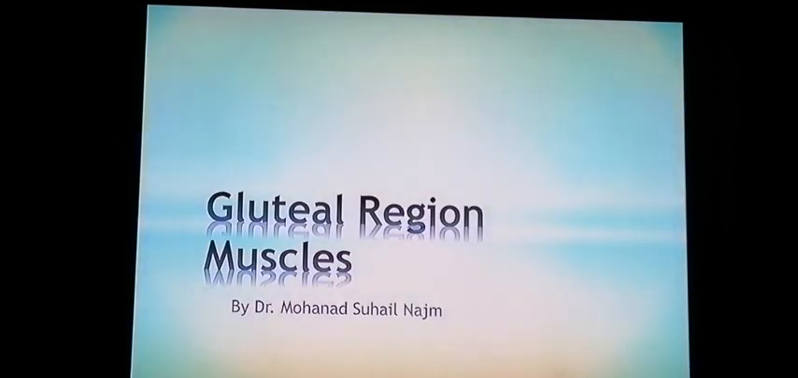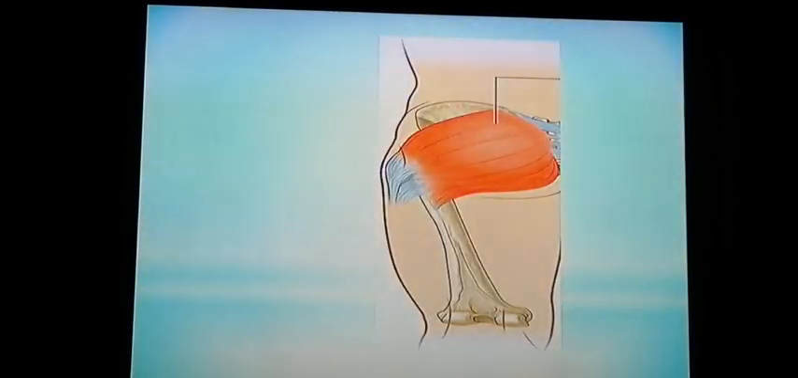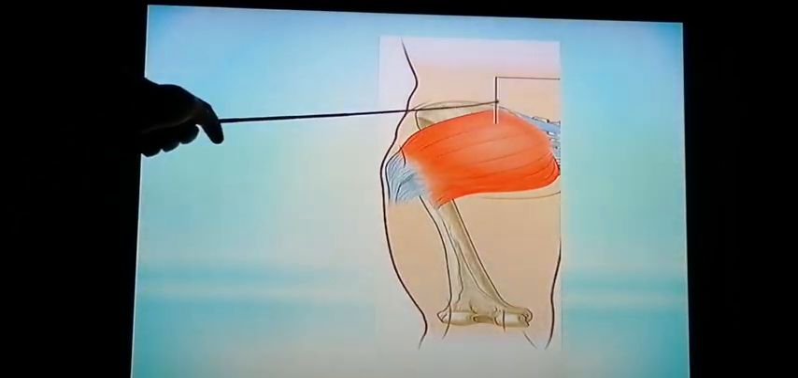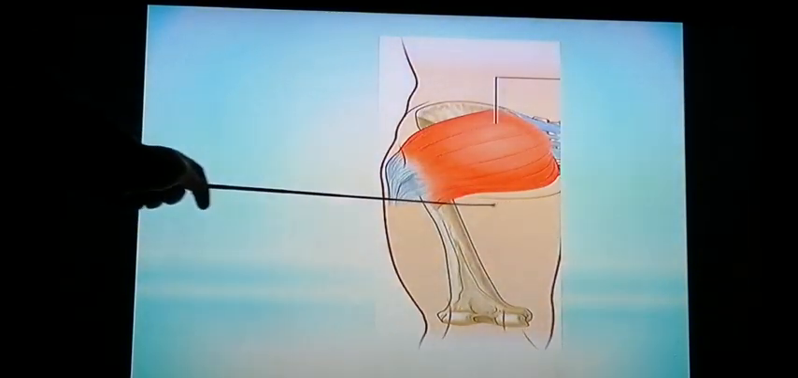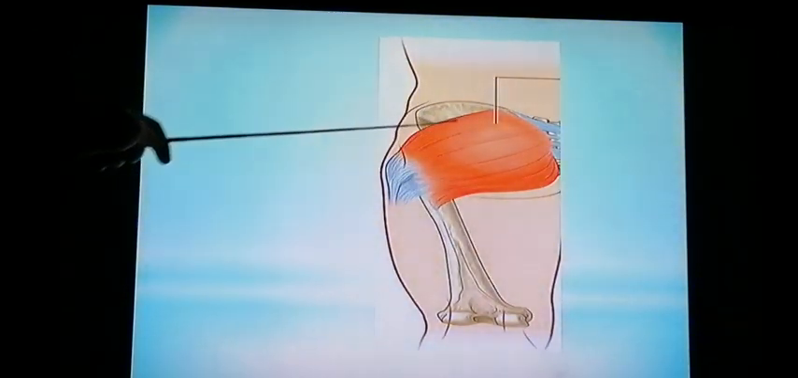In this lecture, I am talking about the muscles of the gluteal region. But firstly, I am talking about the boundaries of the gluteal region. It occurs between the iliac crest superiorly and the fold of the buttock inferiorly. This is the gluteal region.